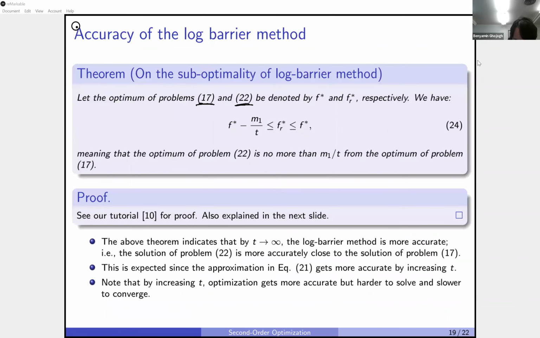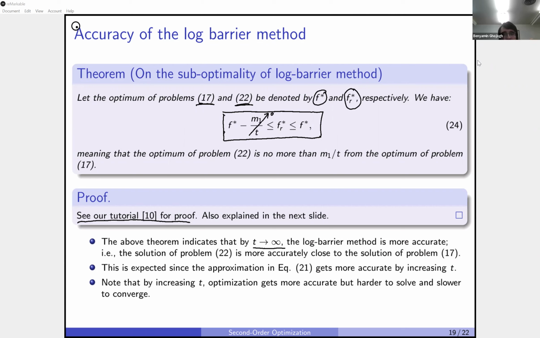If the optimal of the original is f star, and the interior point method log barrier is f star r, then we'll have this. F star r is sandwiched between f star and f star minus m1 over t. I haven't proved it here. You can see our tutorial for the proof. It is in the appendix of that tutorial. But let's interpret that. What does it mean? When you increase t, this becomes 0 almost. So when f star r is sandwiched between f star and f star, it means that f star r equals f star.